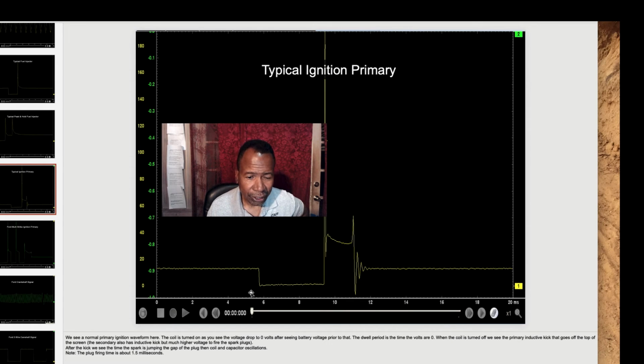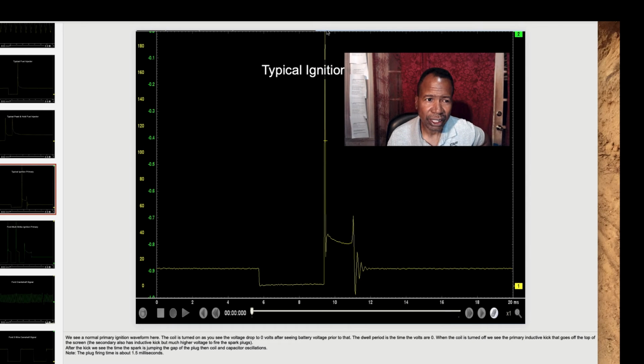When it's near this zero line, the coil is being saturated. When the module, ICM or PCM releases the driver to fire the coil, you see this inductive kick going off the screen. Secondary ignition has the same kick but it's much higher. But this is an inductive kick after it fires the coil.